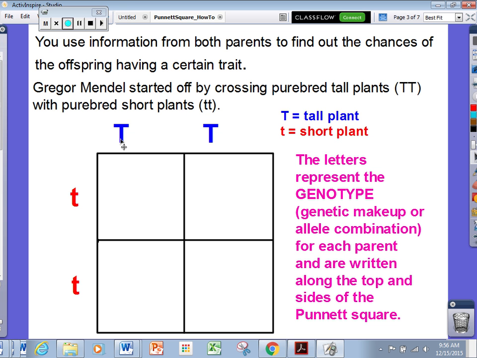Now some sources will tell you that you should put the female or the mother across the top and the father or the male down the side. Other sources will say you should put the information for the male on the top and the female on the side. But either way, it really doesn't matter because the information that you get inside the boxes will be the same. Your totals for your genotypes and phenotypes will be the same. So again, capital T stands for tall plant, lowercase t stands for short plant, and the letters just represent the genotype, or genetic makeup, or allele combination for each parent in the cross.